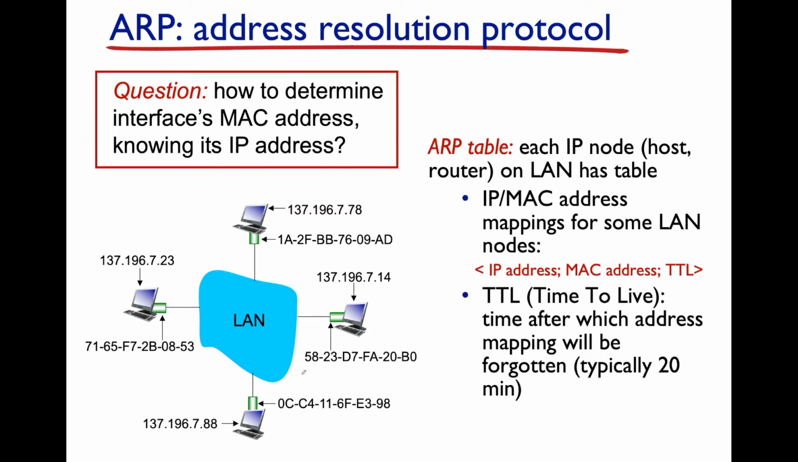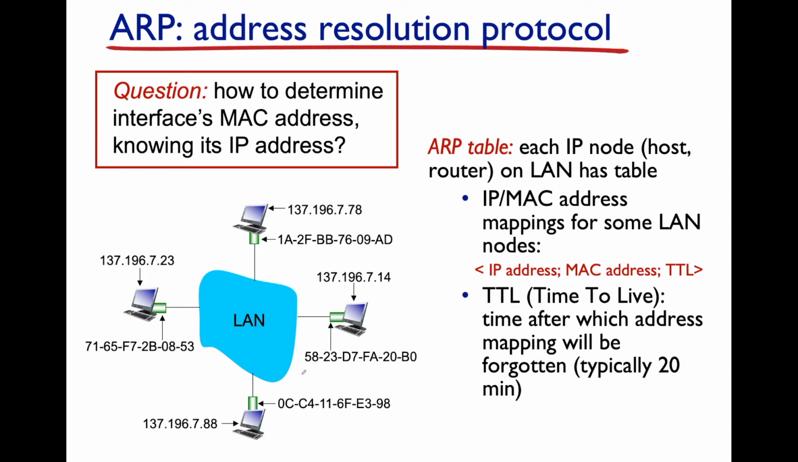Now, ARP acts just like DNS. It builds a table, and the entries in this table map, in the case of ARP, IP addresses to the corresponding MAC address. In the case of DNS, you had a domain name mapped to an IP address. In the case of ARP, you're mapping IP addresses to MAC addresses. And of course, these records have an expiration date encoded by the time to live field.